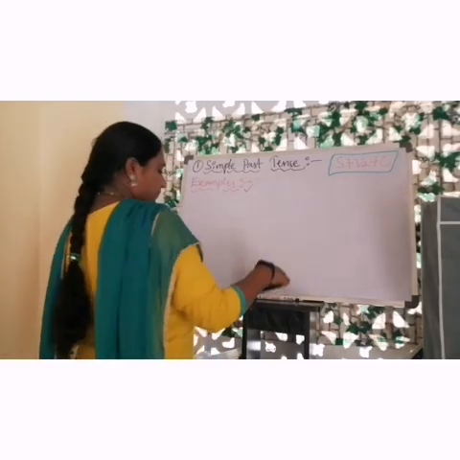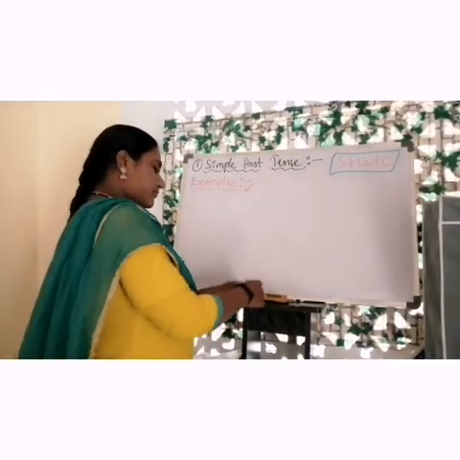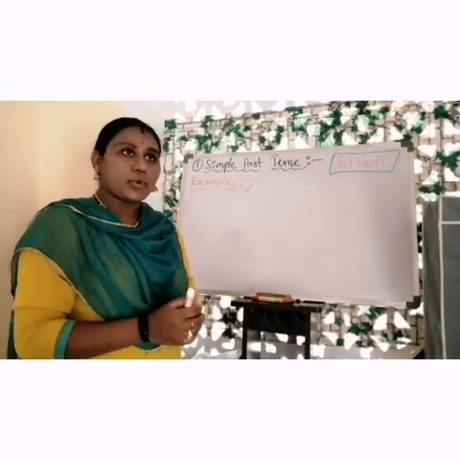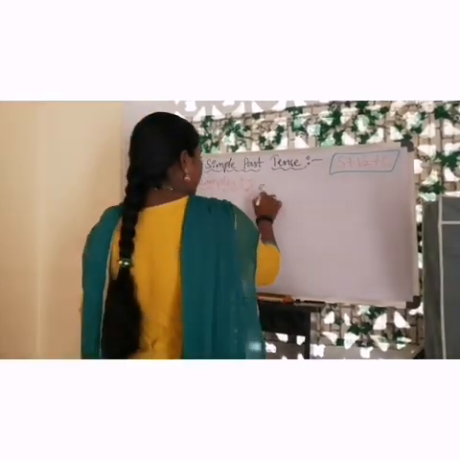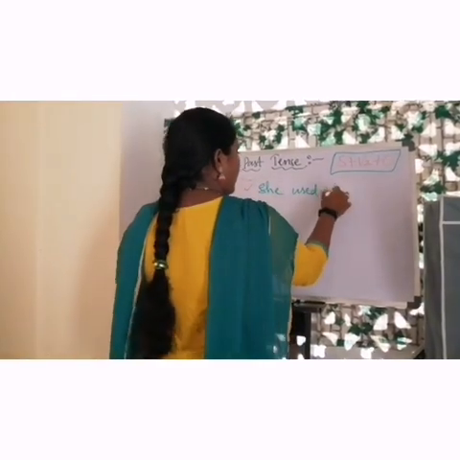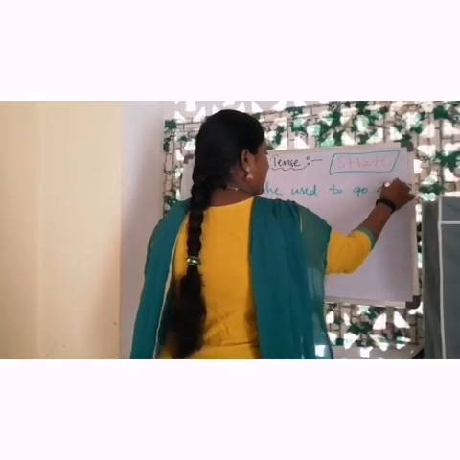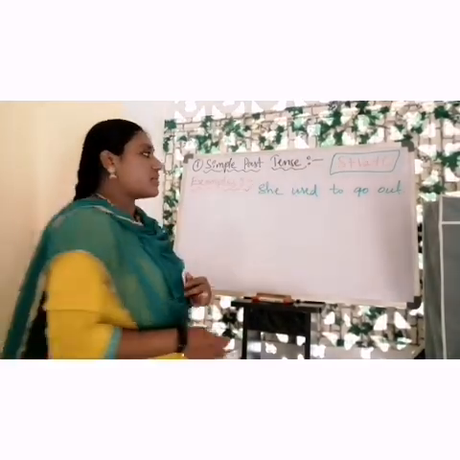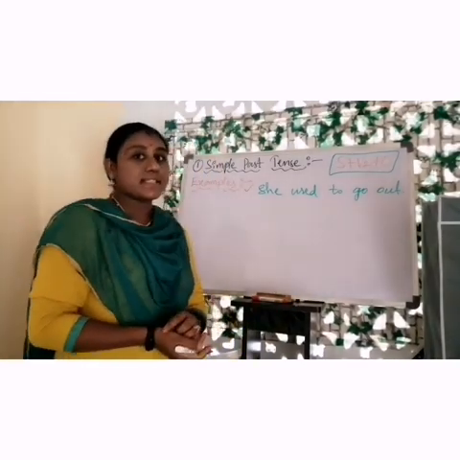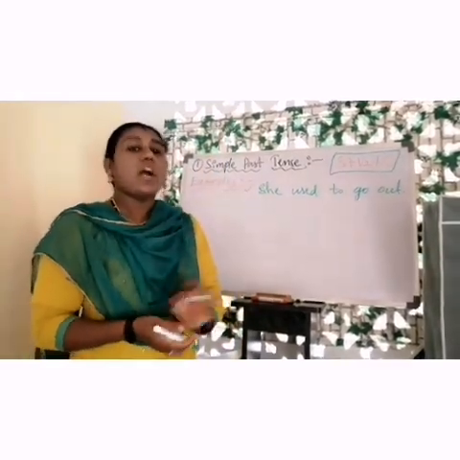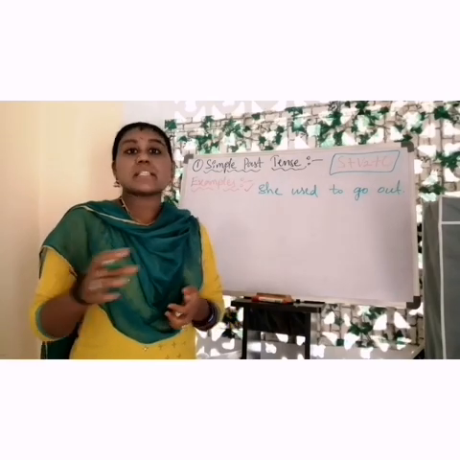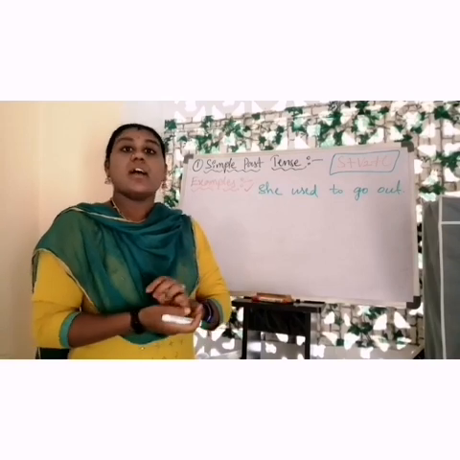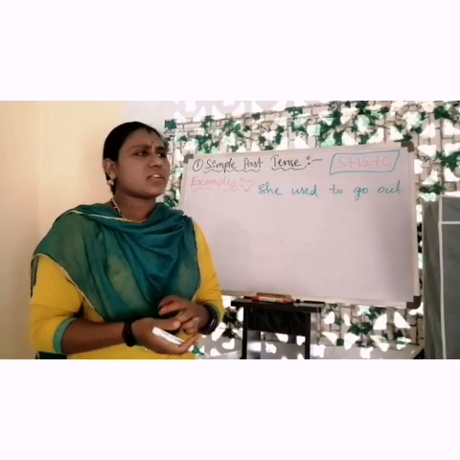So first, just now we have discussed that we use the term used to refer to habitual actions. Okay, for example, she used to go out. Okay, she used to go out. Of course, not now. Why? Because this is the time of Corona, and all over the world the people have been suffering from Corona. So they are facing a difficult problem. Okay, it's a pandemic situation for everyone. So that's why they are not going out.